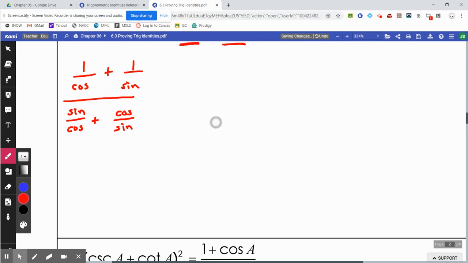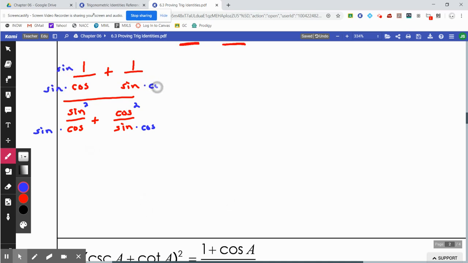Now, lots of common denominators here. We're going to multiply top and bottom here by sine. So I'm going to do it out here. So times sine, and I'll have 2 on top. We'll multiply top and bottom here by cosine. So I'll have 2 on top. Same thing here. I'm going to multiply top and bottom here by sine.